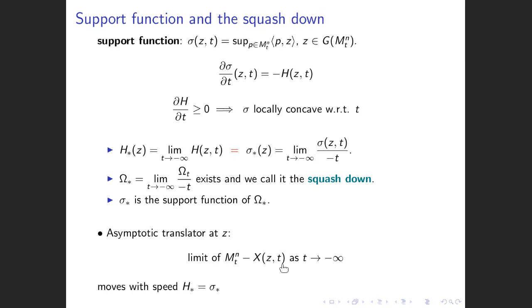It's not difficult to see that the limit is a solution where the mean curvature does not depend on time. So therefore it is a translator, and it will move with speed equal to h star. Remember, h star is equal to sigma star. So if you consider a solution that lives in a slab of width pi, then you get, as an asymptotic translator, a translator that also lives in a slab of width at most pi.